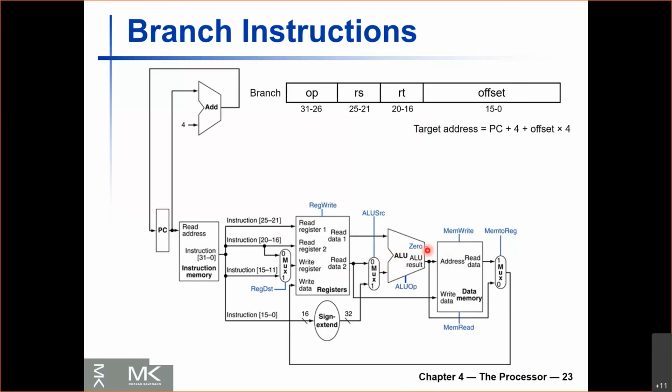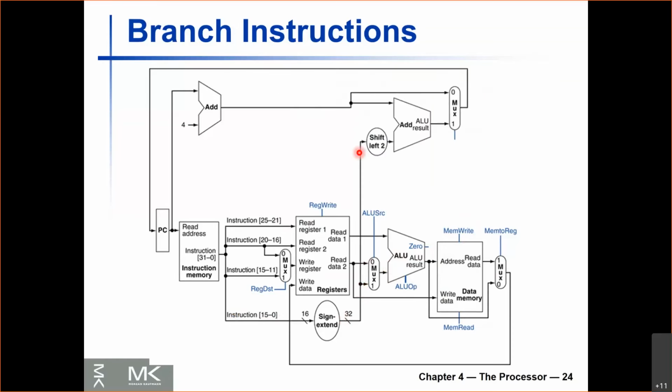What we also need to do is take the offset, which is bits 15 to 0, which is already coming in from here. And we would like to use this value to calculate the target address using this technique over here, PC plus 4 plus offset times 4. So we're going to bring the offset up and pass it to an adder, where we do the offset times 4 by shifting left by 2, and then add it to PC plus 4.